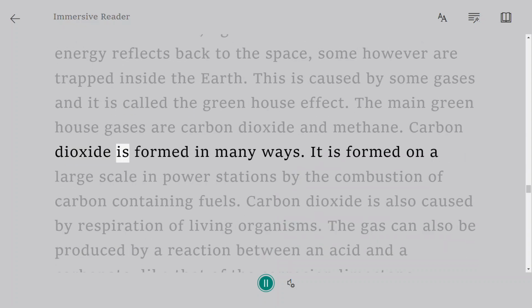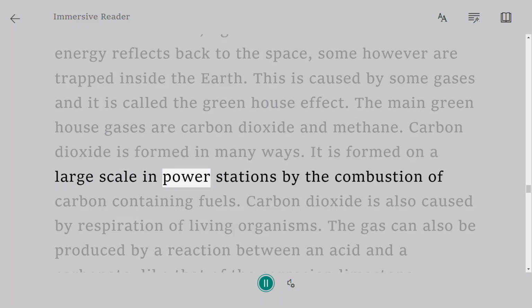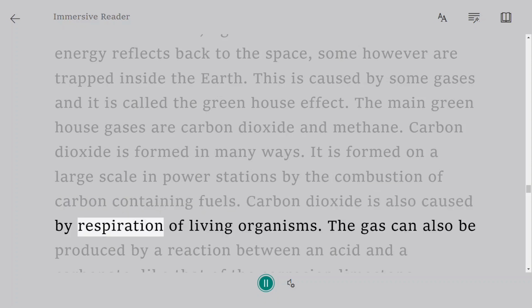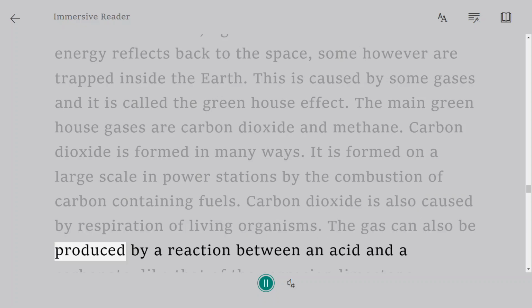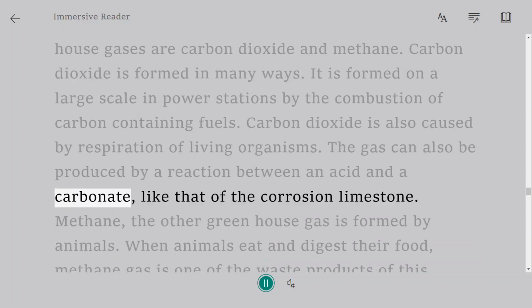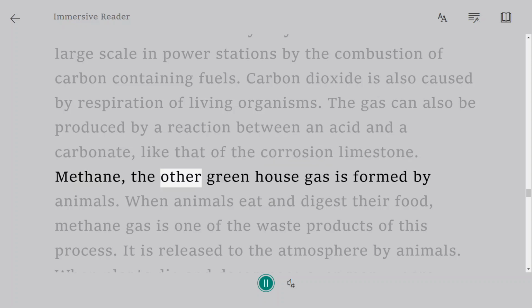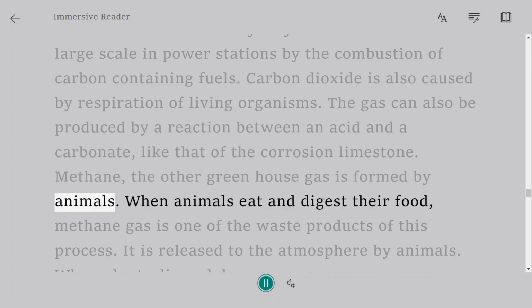Carbon dioxide is formed in many ways. It is formed on a large scale in power stations by the combustion of carbon-containing fuels. Carbon dioxide is also caused by respiration of living organisms. The gas can also be produced by a reaction between an acid and a carbonate, like that of the corrosion of limestone. Methane, the other greenhouse gas, is formed by animals.